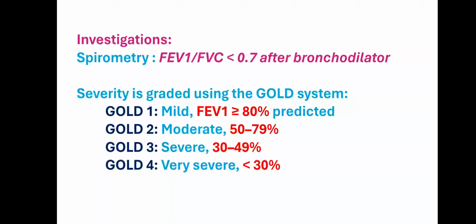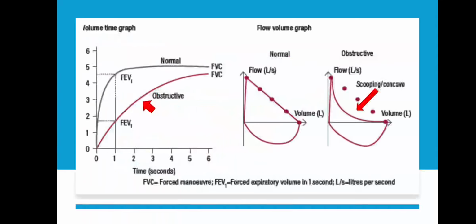Investigation: FEV1-FVC ratio is less than 0.7 after bronchodilator. Severity is graded using the GOLD system. Post bronchodilator FEV1 80 or more is mild, 79 to 50 moderate, 49 to 30 severe, less than 30 very severe. This is the volume time curve of COPD showing low FEV1. Obviously, the FEV1-FVC ratio will be low. On the right side, we see characteristic scooping of the descending limb of the expiratory loop.